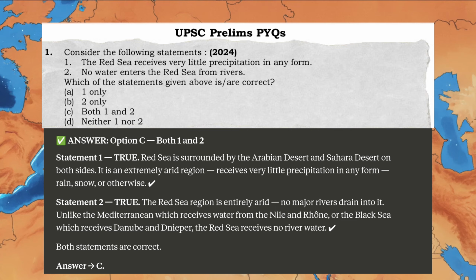Unlike the Mediterranean, which receives water from the Nile and Rhone, or the Black Sea, which receives the Danube and Dnieper, the Red Sea receives no river water. Both statements are correct. Answer C.